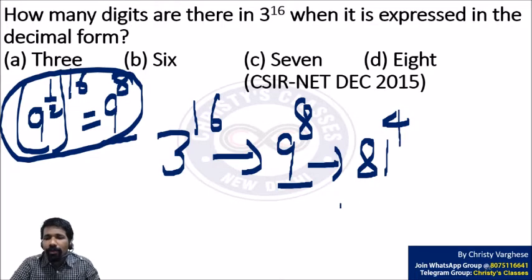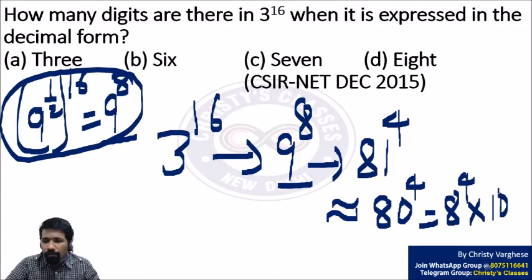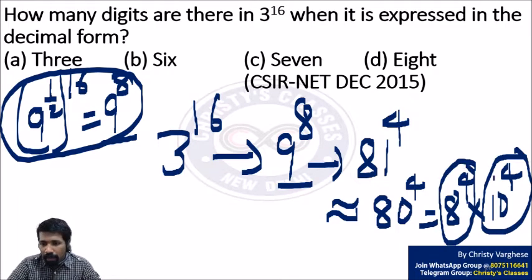81 raised to 4 I want to estimate it. 81 raised to 4 is little more than 80 raised to 4. 80 raised to 4 is what? 8 raised to 4 into 10 raised to 4. Because 80, 80, 80, 80 multiplied. That is 8 into 10, 8 into 10, 8 into 10, 8 into 10. 10's if you combine you will get 10 raised to 4. 8's if you combine you will get 8 raised to 4. Approximately 81 raised to 4 will be little more.